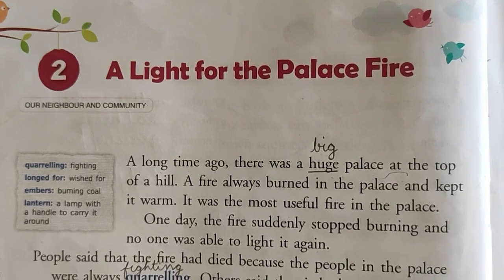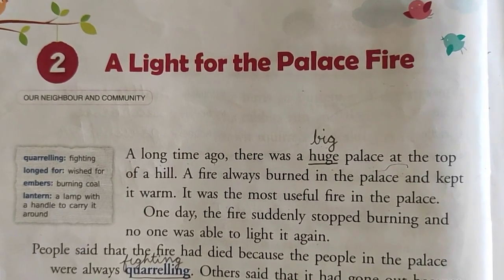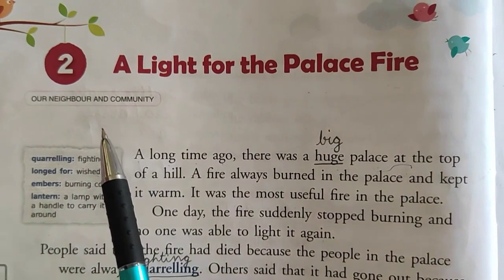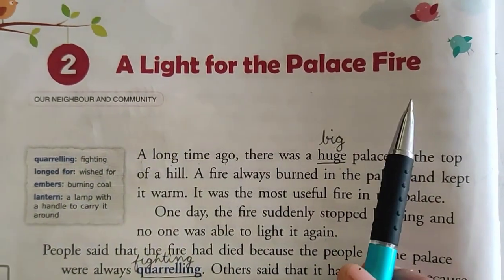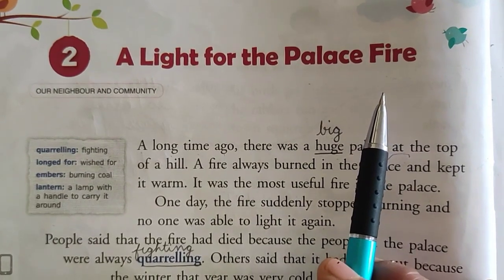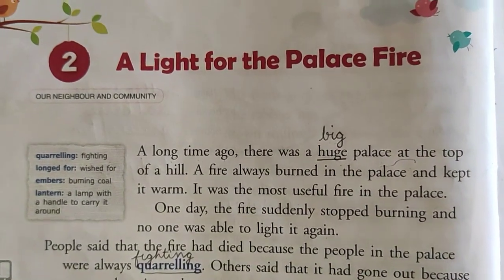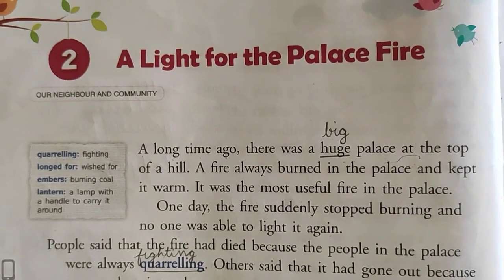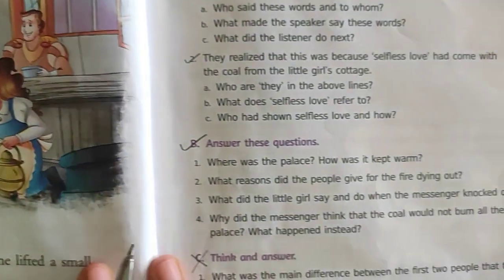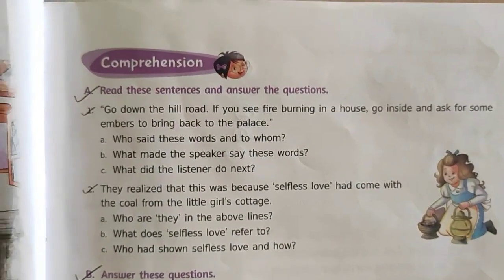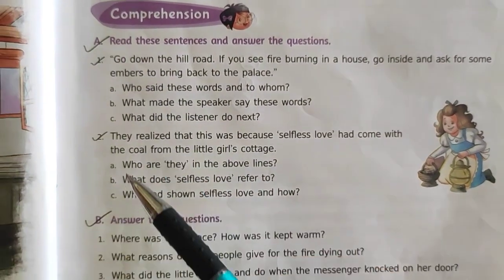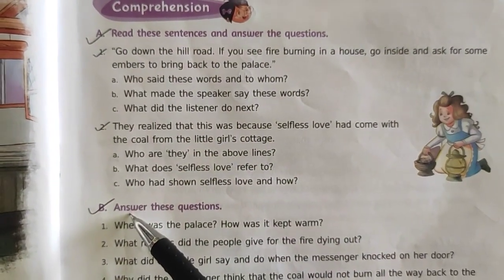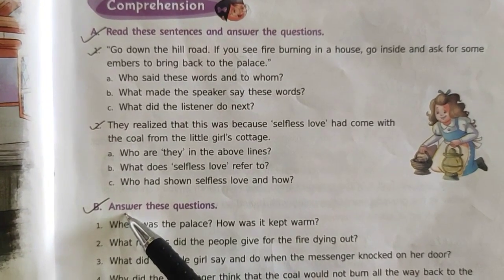Hello children, in the previous video we finished the explanation of lesson number 2, that is A Light for the Palace Fire. Now we are going to start with the book exercises of this lesson. So take out page number 17 of your English reader books. Children, on page number 17, there is a comprehension exercise, A and B. These exercises I will make you write in your copies.